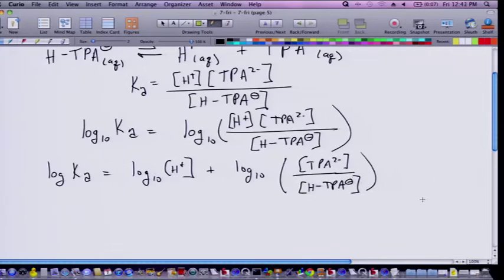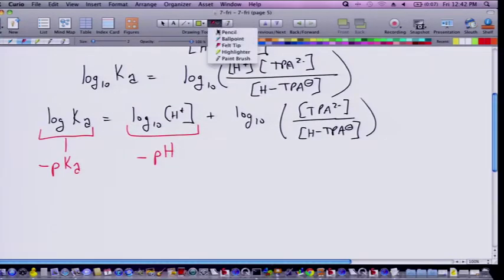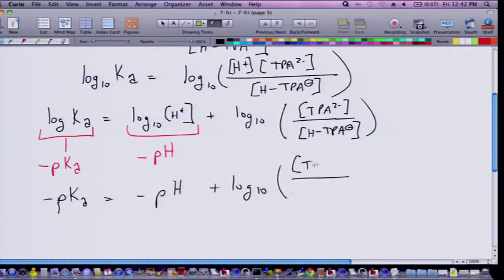But remember that those are related to the pH and pKa by a minus sign. So we need to sub in here and here, and that's pretty straightforward because that's minus the pKa there, and this is, of course, the opposite of the pH. So we can say minus pKa equals minus pH plus log 10 of this ratio, TPA 2 minus over H TPA minus.